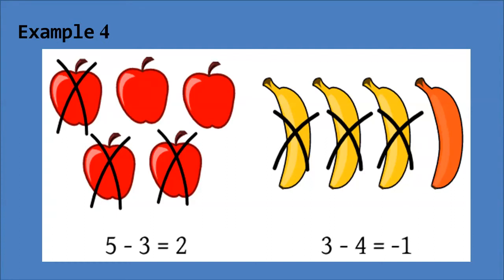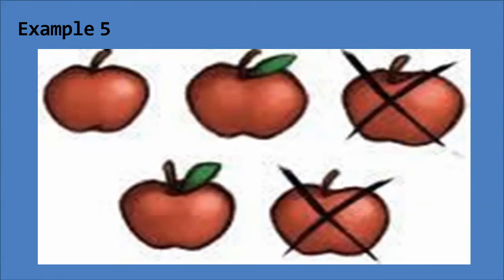Let's move on to the next example. Oh wow, you have some apples, some red apples. Let's count how many apples you have. 1, 2, 3, 4, 5. Oh wow, you have 5 apples. If you give 2 apples to your friends, then how many apples are left over? Let's count. 1, 2, 3. There are 3 apples left over.